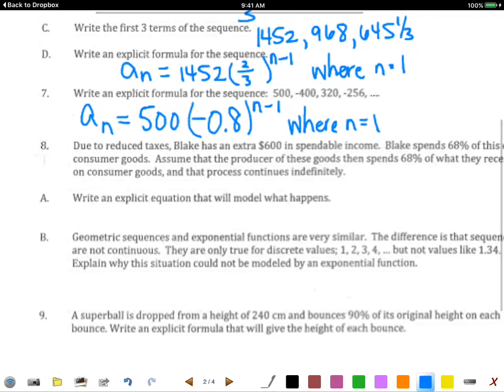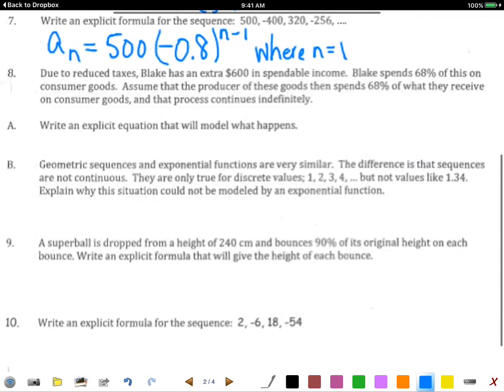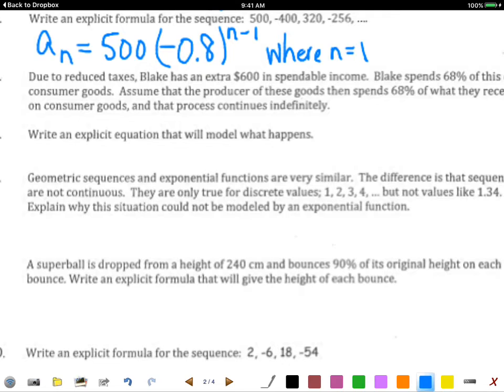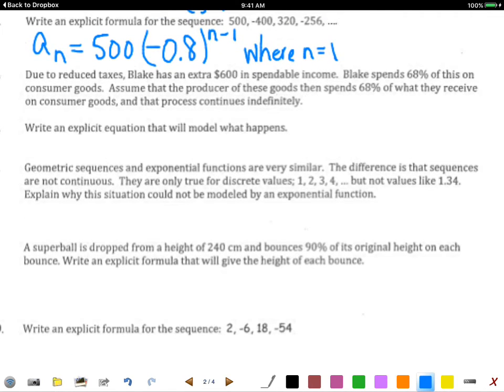Okay, number 8. Due to reduced taxes, Blake has an extra $600 in spendable income. Blake spends 68% of this on consumer goods. So he spends 68% of the $600 on consumer goods. Assume that the producer of these goods, okay, so basically the person that just got this money, then spends 68% of that on consumer goods, and that process continues.